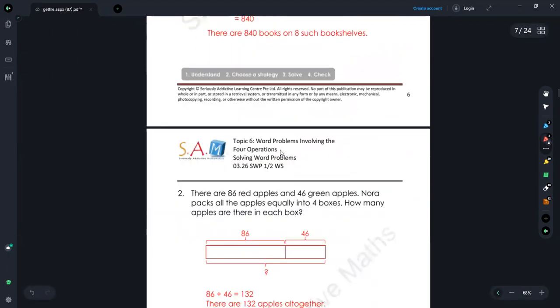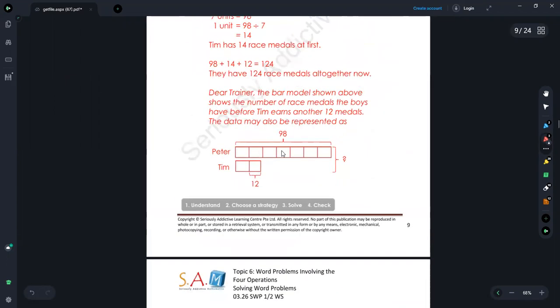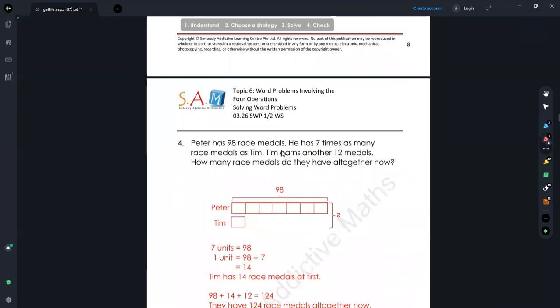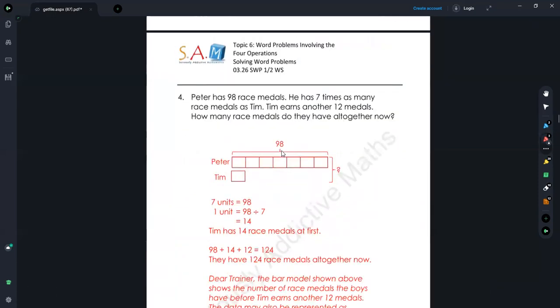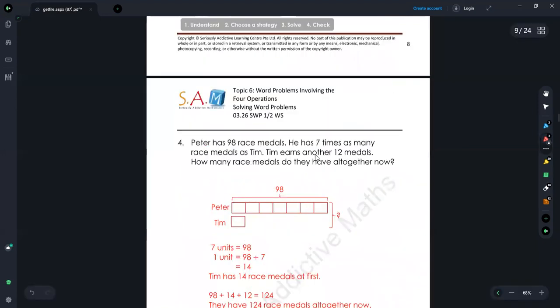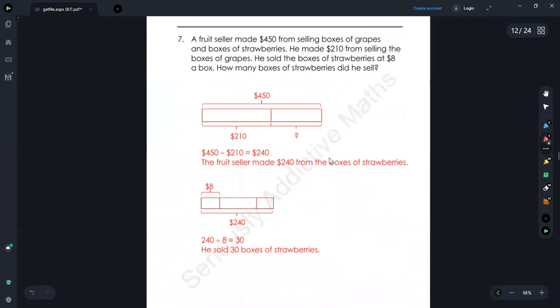In total, there are, let's see, because these questions are more or less the same. In total, I think question 4 is good, right? Because question 4 is another step, right? Look at this one here. Now, Peter has 98 race medals. He has 7 times as many race medals as Tim. Then Tim earns another 12 medals, all right? So that's the second step there. But otherwise, I think most of it is the same, all right?